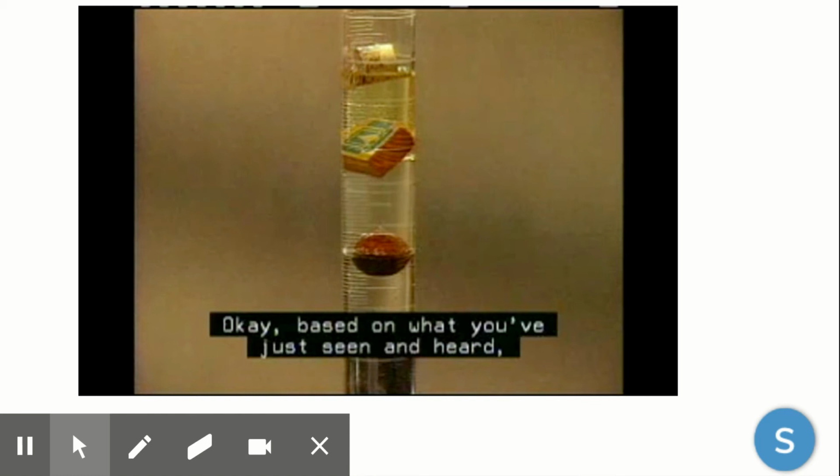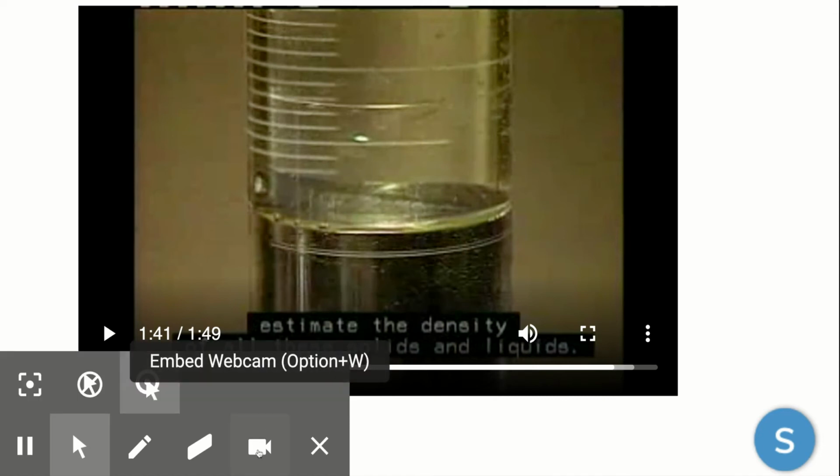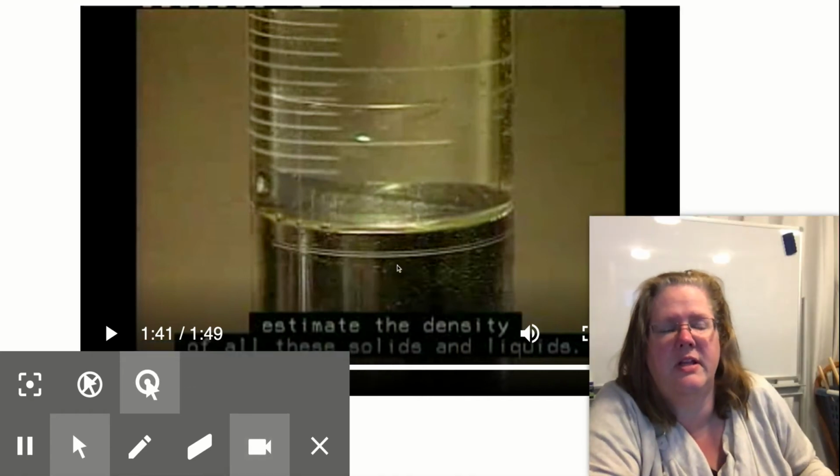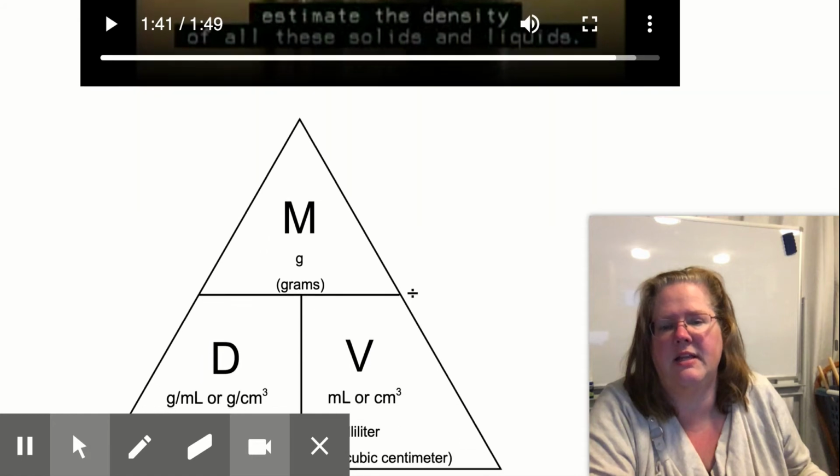Okay, based on what you've just seen and heard, as you saw, there's the lead sinker right on top of the mercury. So it's less dense than mercury, but more dense than the liquid above it. And all the others went to their own levels.